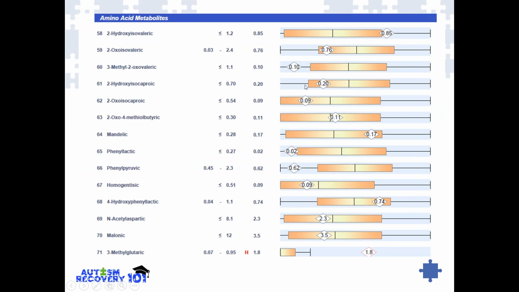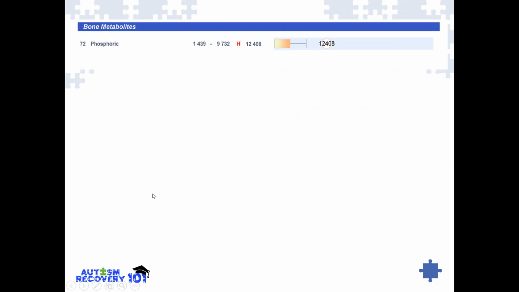This amino acid metabolites, just to recap, okay, it is sort of the oldest part of the organic acid test, looking at, it's really more for serious inborn errors of metabolism, these serious metabolic disorders. It's not significantly elevated in many kids at all.